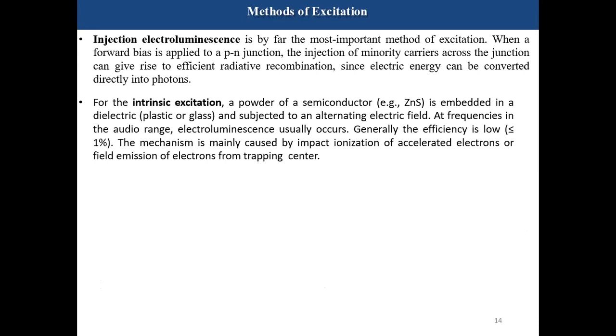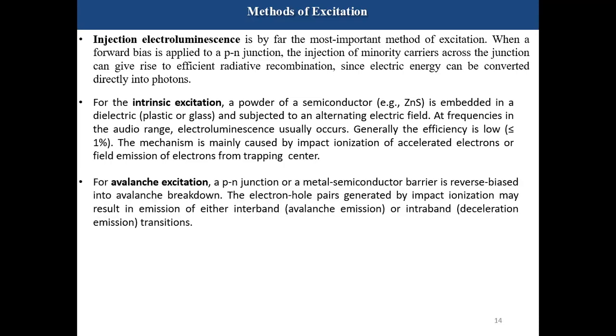For intrinsic excitation, a powder of a semiconductor, like zinc sulfide, is embedded in a dielectric, like a plastic or glass, and subjected to an alternating electric field at frequencies in the audio range. Electroluminescence usually occurs. Generally the efficiency is low in this kind of mechanism. It's mainly caused by the impact ionization of accelerated electrons and the field emission of the electrons from trapping centers.